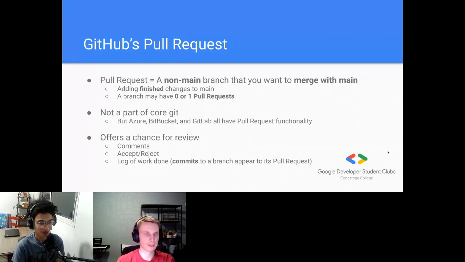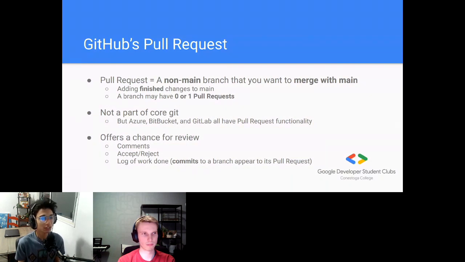Now we talked about merging. We haven't done any merging. We just did a commit and a push. So what's next? Well, what we're going to do is take a bit of a detour and talk about pull requests, because pull requests are very related to merging. What a pull request is, it's basically a thing in GitHub that represents when you want to take a non-main branch and take the changes in it and merge it with the main branch.